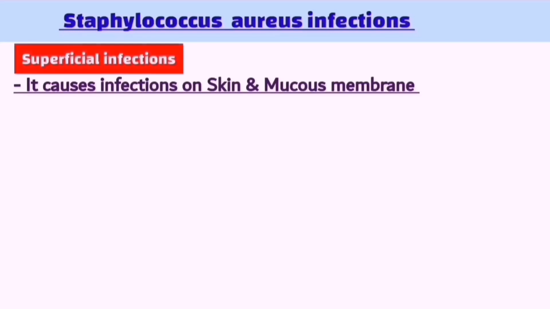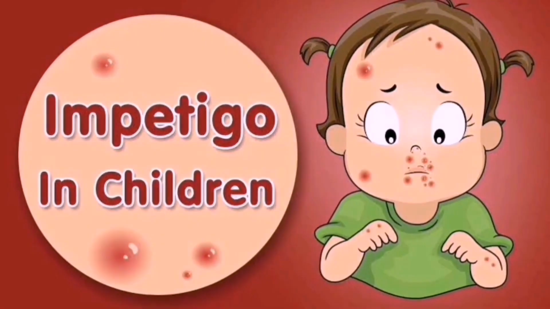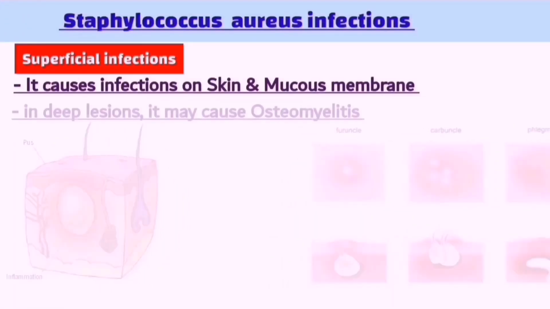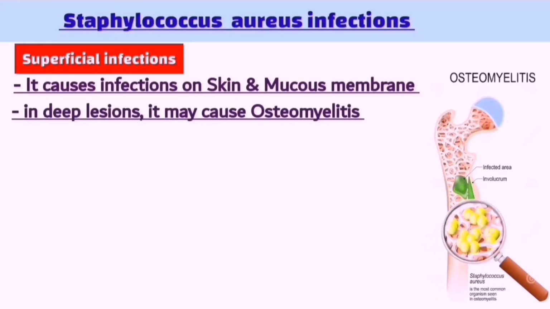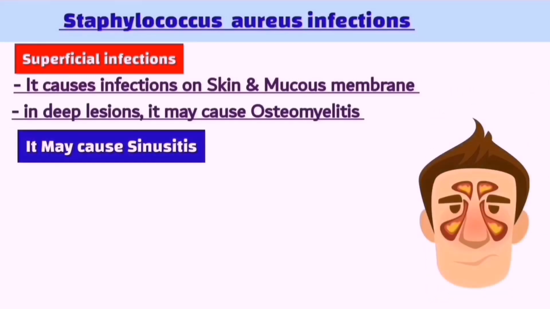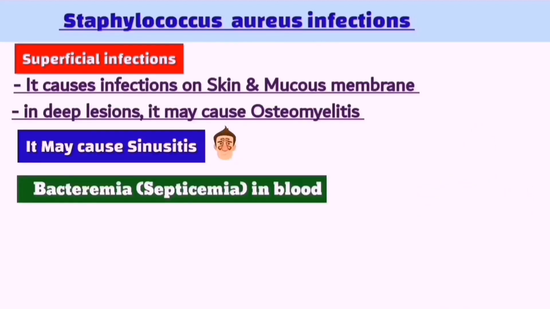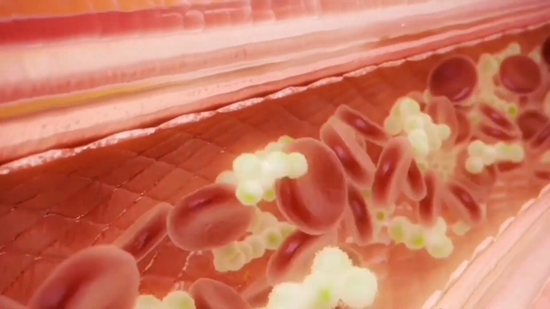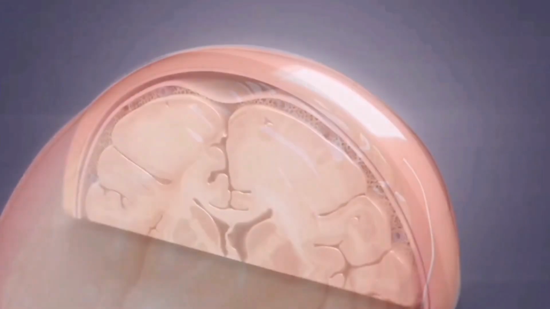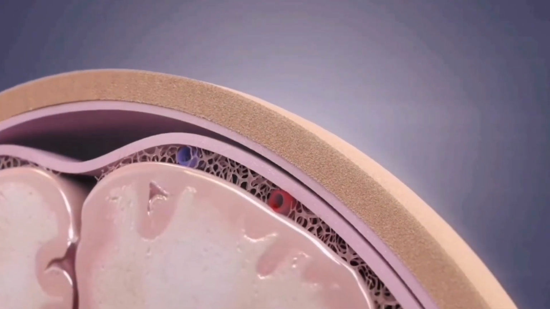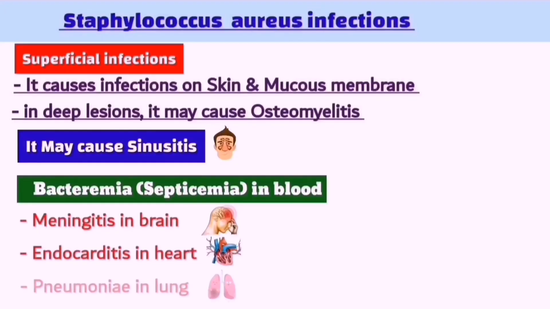The bacteria can cause a variety of different superficial infections, such as impetigo, boils, carbuncles, or abscesses, and may also cause more serious illness like sinusitis or osteomyelitis if the infection becomes deeper seated. Staphylococcus can also invade the bloodstream and its vessels, causing infections like septicemia, or spread to other areas of the body as it gets transported around. These can include the brain, where it causes meningitis, the heart, causing endocarditis, the lungs, where it causes pneumonia, or the kidneys, leading to urinary tract infections.